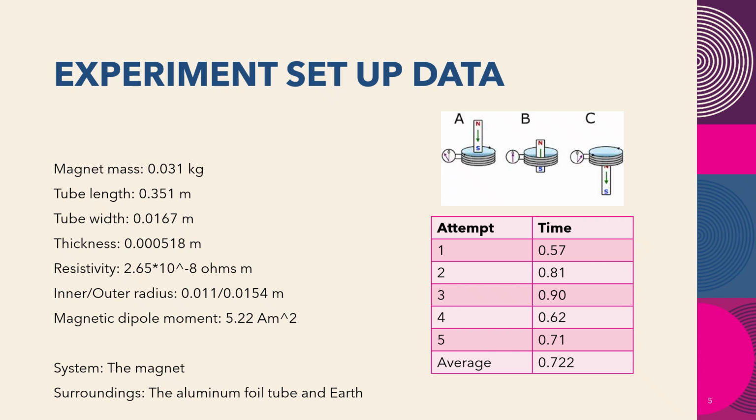And then as for the time, it's shown in this table, the average time for all the drops was 0.722 seconds. And then as for the surroundings and the system, the system was the magnet, and the surroundings was the aluminum foil and the earth, creating a magnetic field.